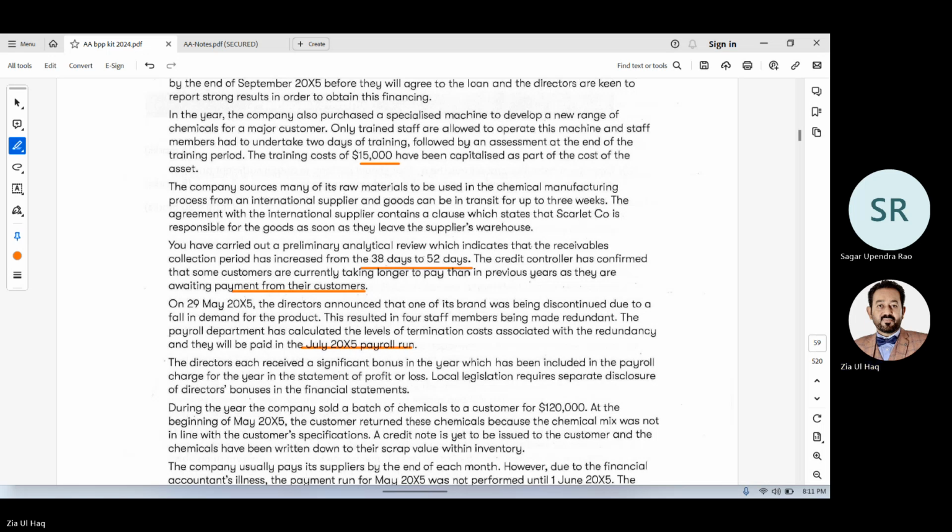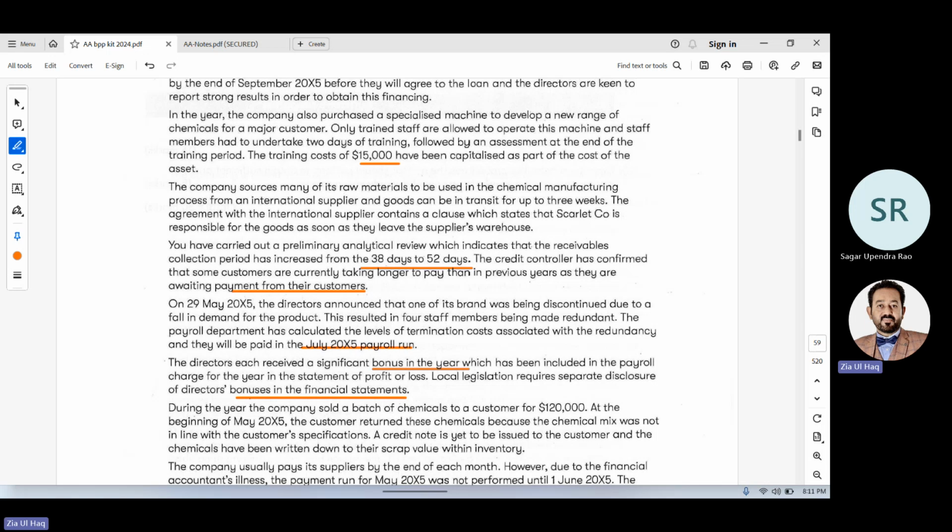Now, the directors each received a significant bonus in the last year, which has been included in the payroll charge for the year in the statement of profit or loss. Local legislation requires separate disclosure of director bonus in the financial statements. So director remuneration is based on bonus, which will be paid on meeting certain targets.